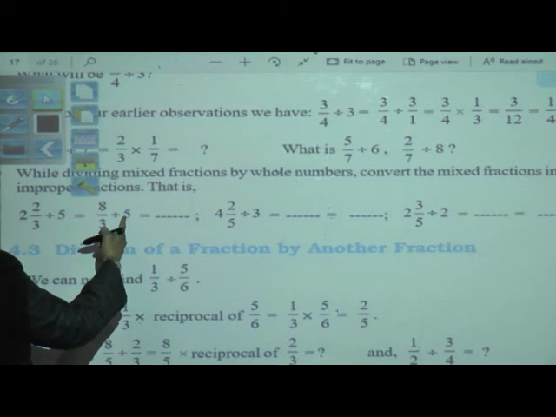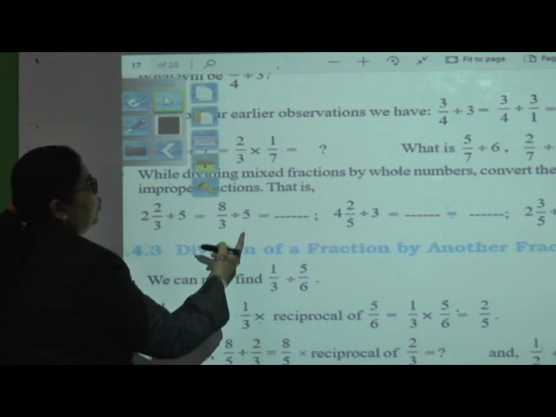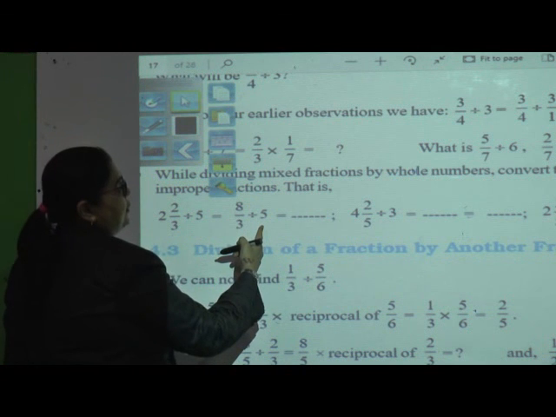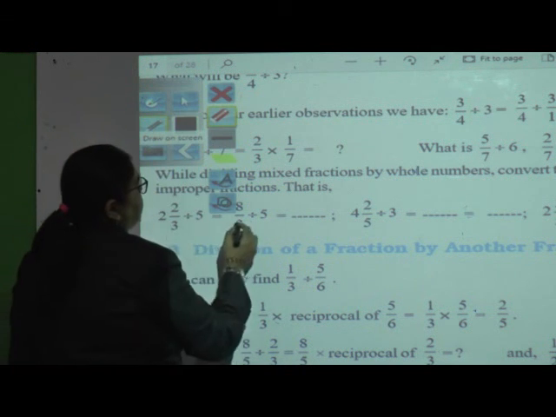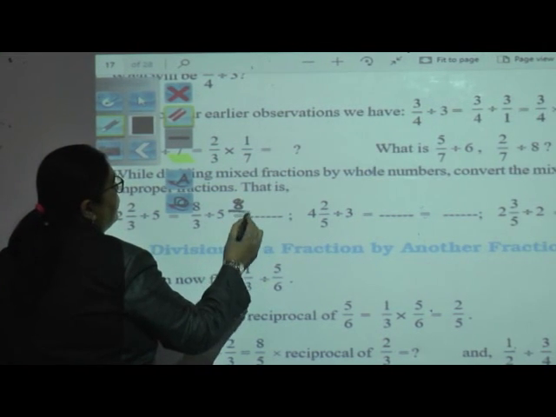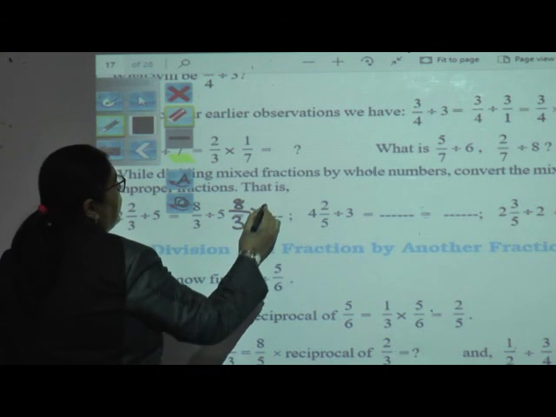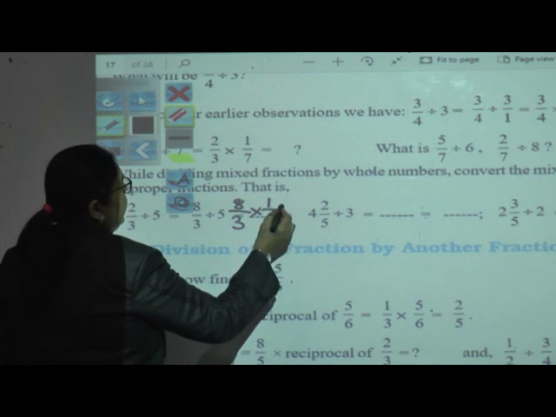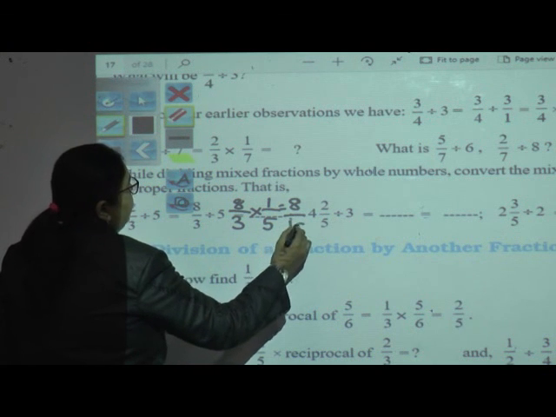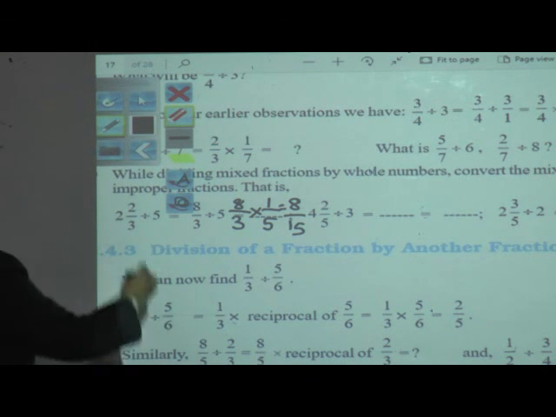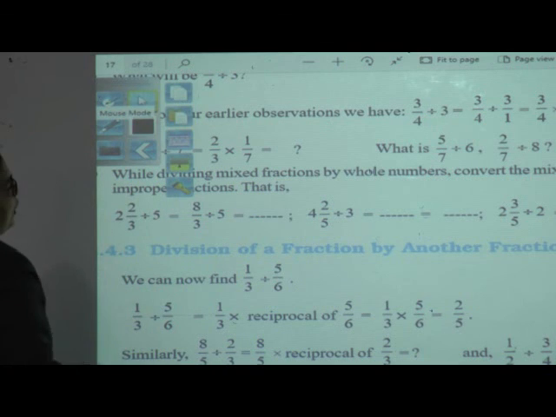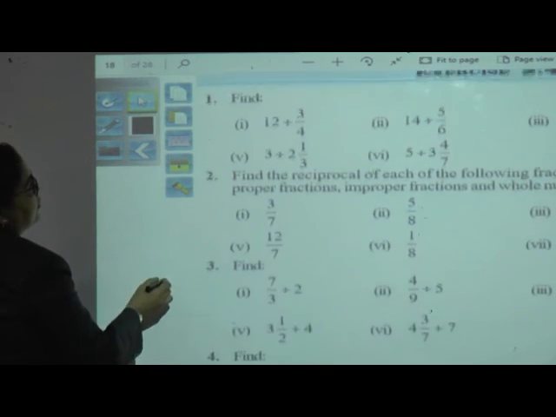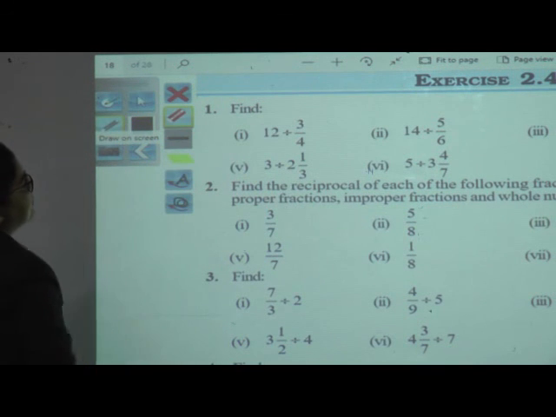What will be here? Can you do it directly? No. We have to convert this into multiplication form, and we have to write the inverse of this. So what will be the inverse of this? It will be 8 upon 3 multiplied by 1 upon 5. So what will be the answer? 8 upon 15. As we know that we are unable to reduce that, we will write the answer there as it is. We will see some of the questions related to our exercise.